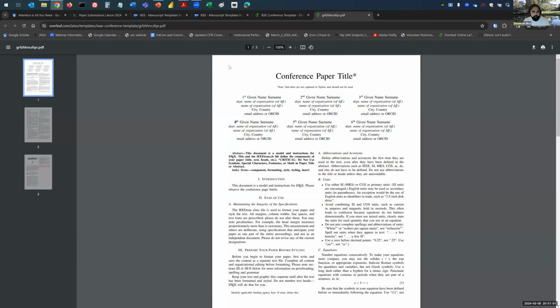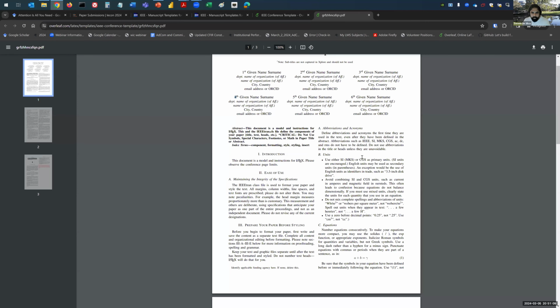So 6 pages, and abstract. We start with the abstract. Then the introduction is usually, you'll take up these 2 columns. Again, don't quote me on this. It is just a rule of thumb. It's a very simple baseline.